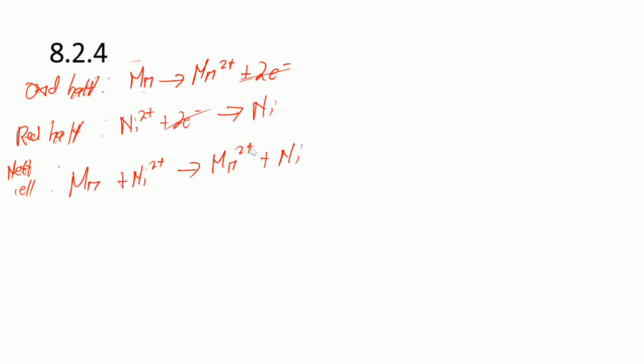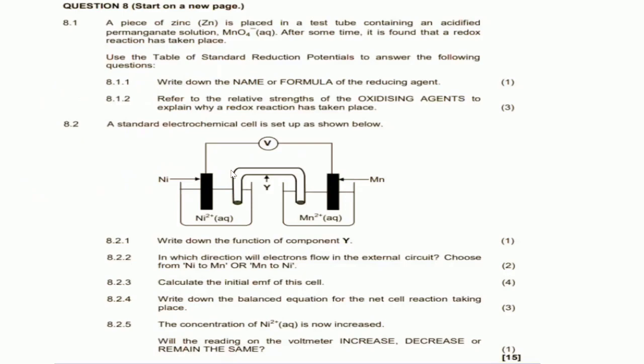From Mn to Mn2+, there was oxidation. From Ni2+ to Ni, there was reduction. And therefore, you have your net cell like that, and it is, of course, balanced like that. Then 8.2.5 says the concentration of Ni2+ is now increased.